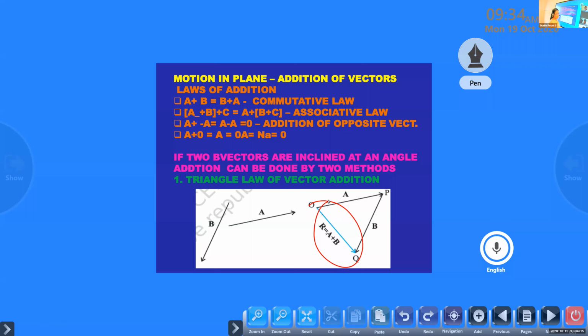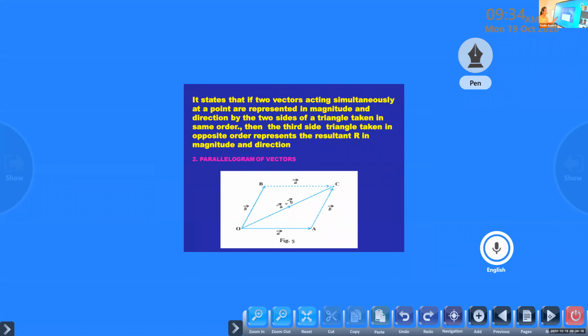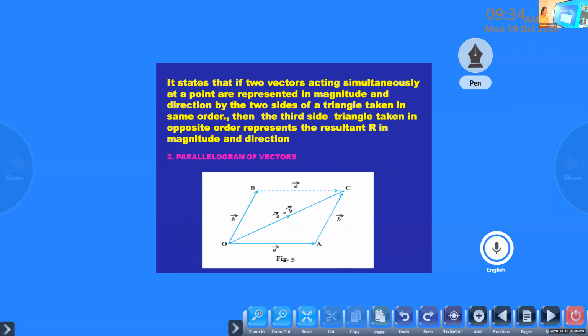Okay. Now we go back to the second one, parallelogram law of vectors. Why do we use parallelogram law of vectors? Don't write now, first you understand. Whenever any vector is inclined at an angle, and the two vectors, that is here we have vector A and vector B, these both vectors are the adjacent sides of a parallelogram.